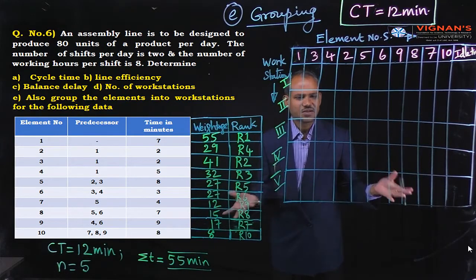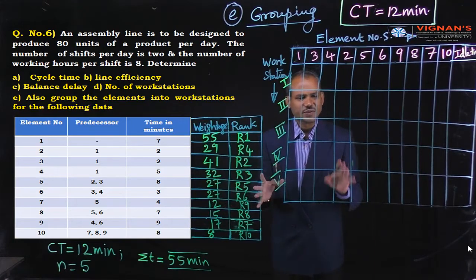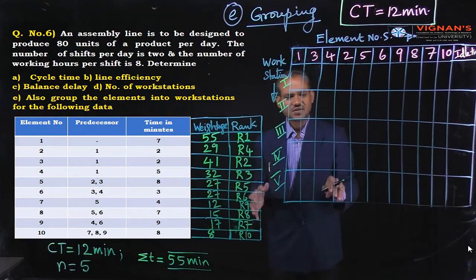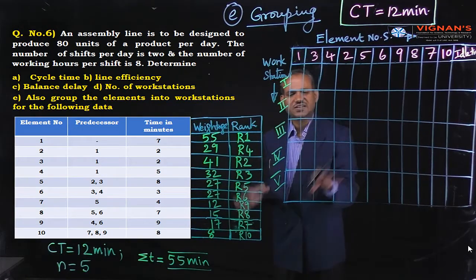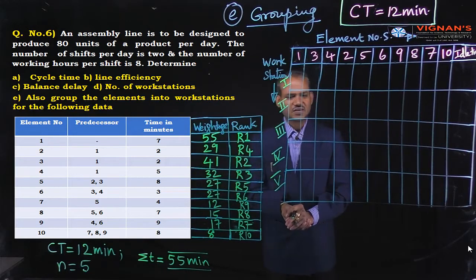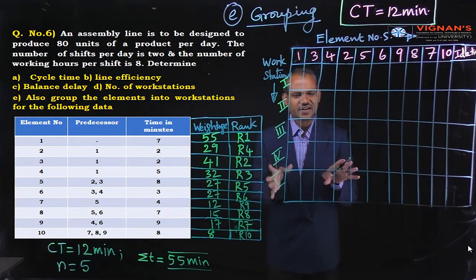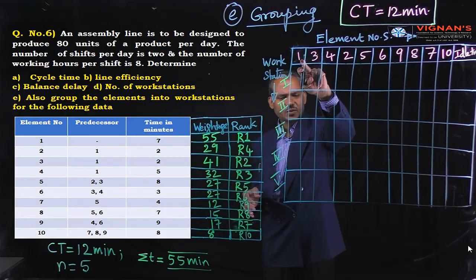Sometimes it may be equal, no problem. Less than or equal to means no problem. Assign this work element number 1 into workstation 1. Otherwise, don't assign. Okay now? Are you following? Did you understand? First we have considered element number 1.